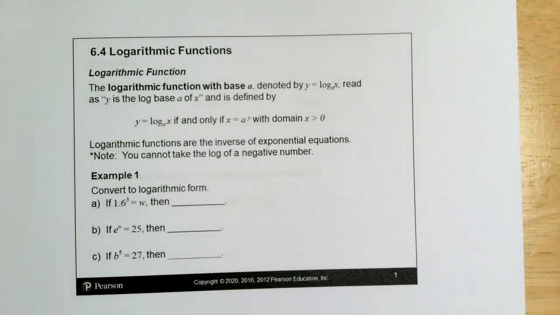The inverse of an exponential equation is a logarithmic function, right? So logarithmic functions are the inverse of exponential equations, and logarithms undo exponents, and exponents undo logarithms. Okay?